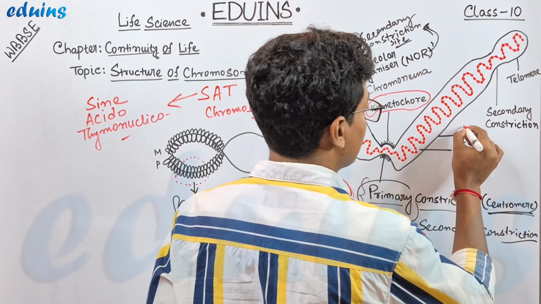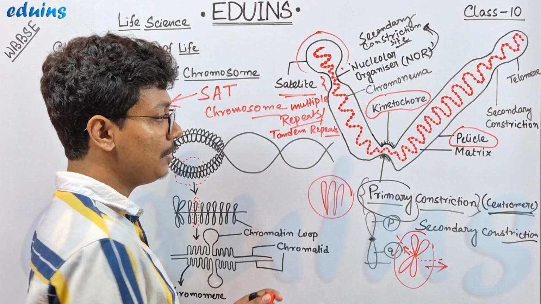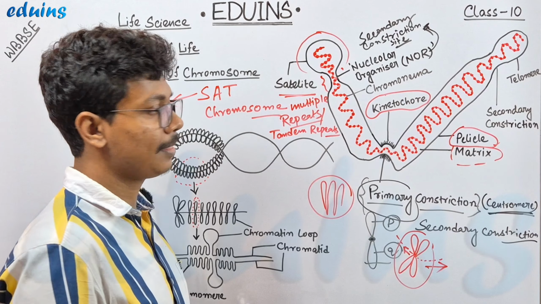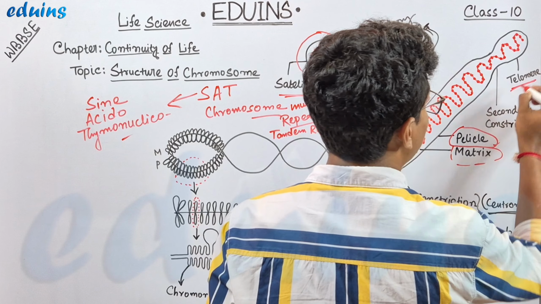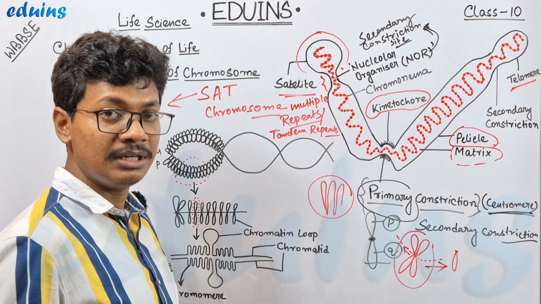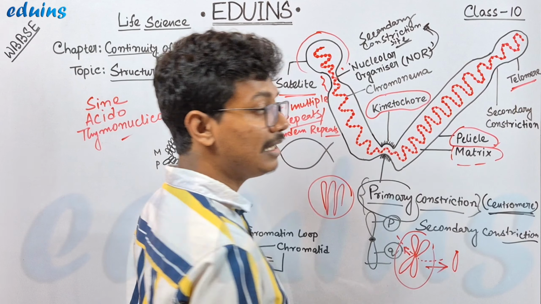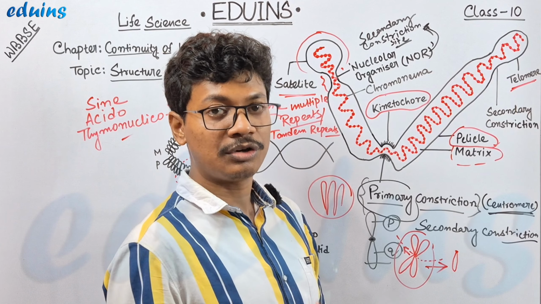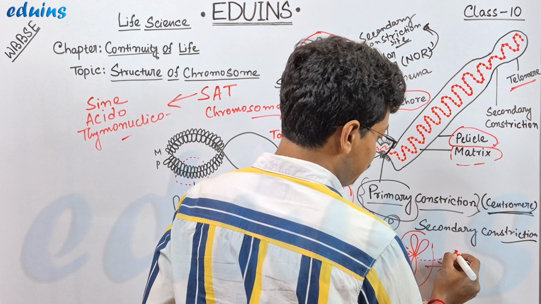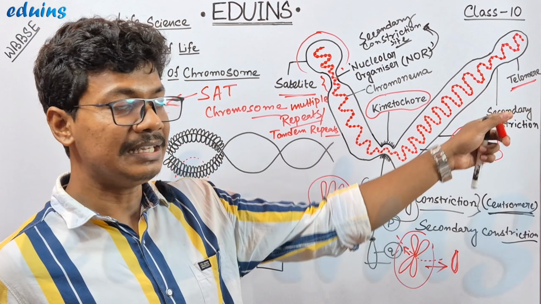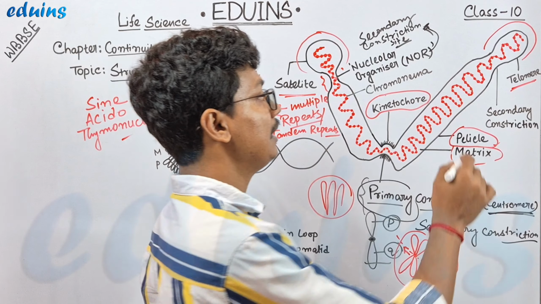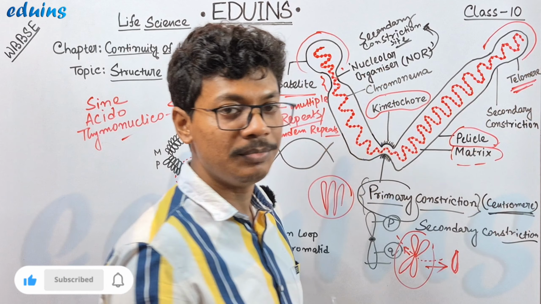Next, the covering of the chromosome is known as the pellicle, and the fluid inside it is known as the matrix. Beside that, there is a tail region. We already discussed that based on the position of the centromere, chromosomes are divided into four categories. What are they? Acrocentric, telocentric, metacentric, and submetacentric. If the chromosome contains the ending part, also called the tail region, this is called the telomere.